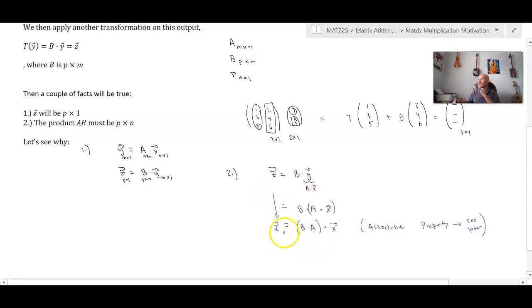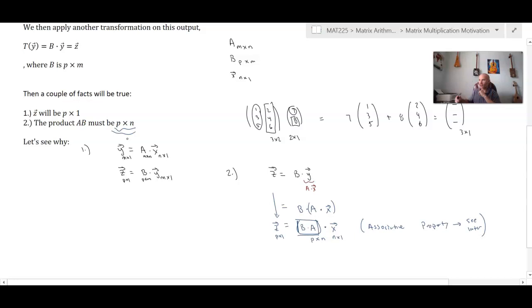Now, in order for this product, which we know is still equal to z, for z to be the p by 1 vector we determined it should be, if x is an n by 1 vector, then that means this matrix right here, which for now, let's just think about as what you get when you multiply them together, a brand new matrix, would have to be a p by n matrix. That's consistent with what we're stating to be true.